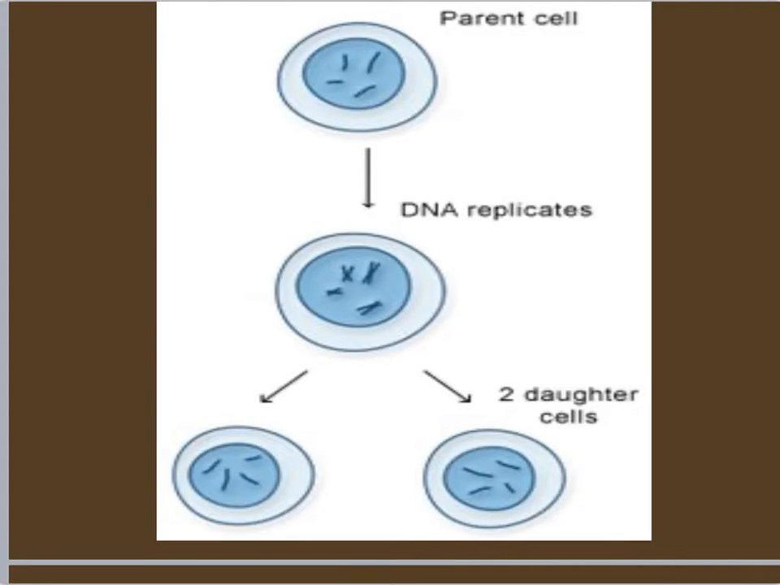Okay, so this is just a simplistic picture of mitosis. You have your parent cell, which has 46 chromosomes. DNA replicates during the S phase of interphase. So it replicates to 92, and then my two daughter cells each are diploid. They have 46 chromosomes.